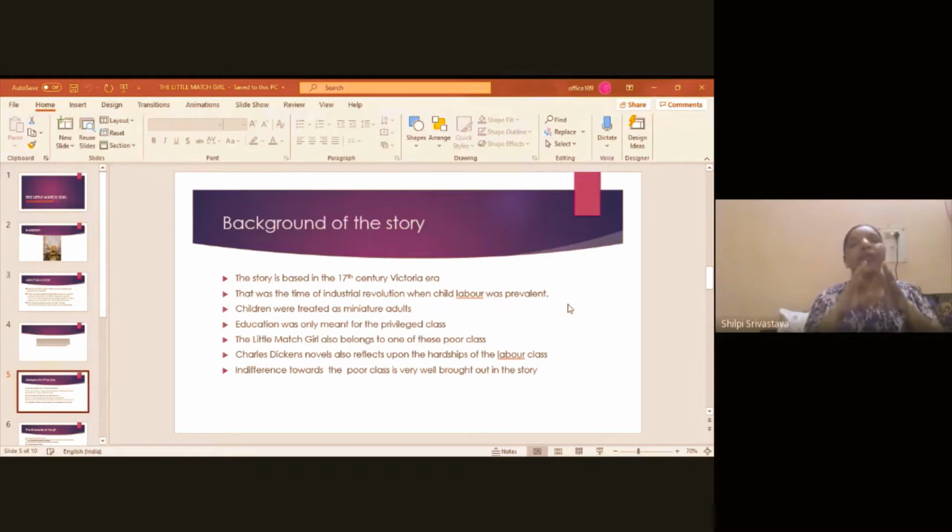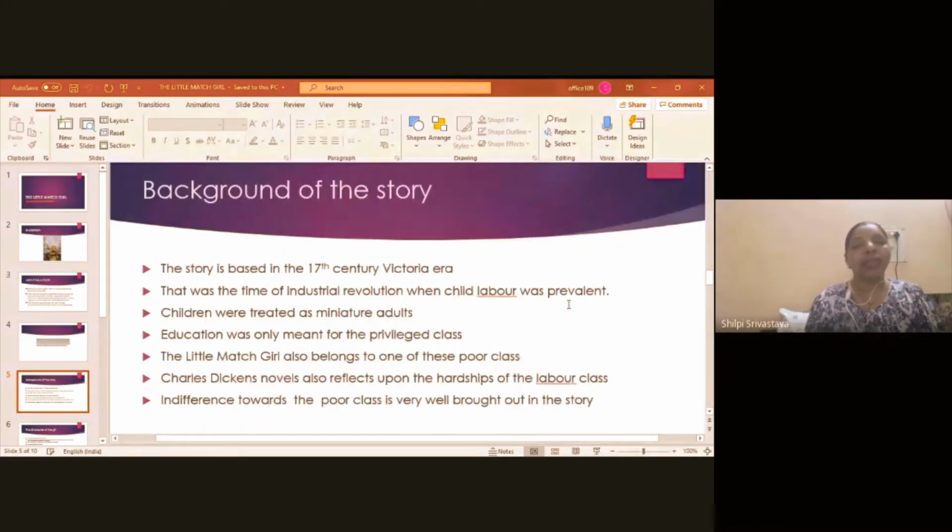So here I'm going to describe what the Victorian era was like and why it is important to know about it regarding this story. Now, that was the time of the Industrial Revolution when child labor was prevalent. Child labor was prevalent means, if you know a little about European history, there was nothing known as the middle class that we know of now.